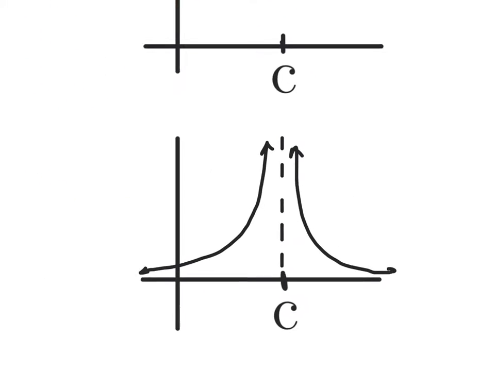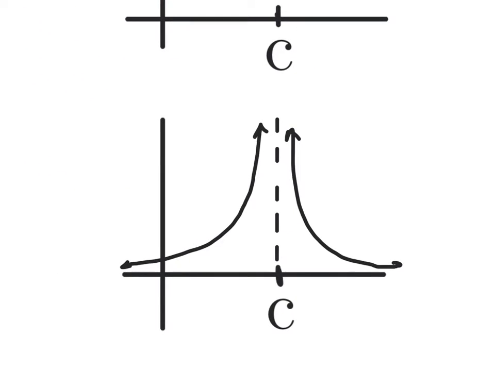Then the last curve, also not continuous, because as we draw our first part of the curve, we have to lift our pencil up to get past the vertical asymptote and draw the second part of the curve. So this one is discontinuous because of the vertical asymptote at x equals c.